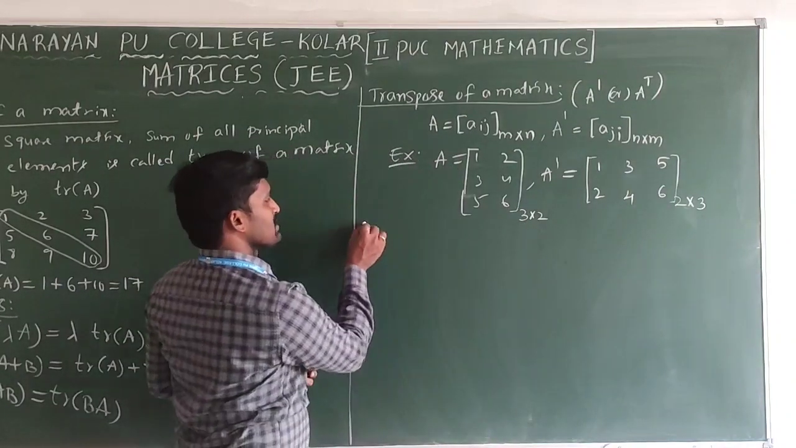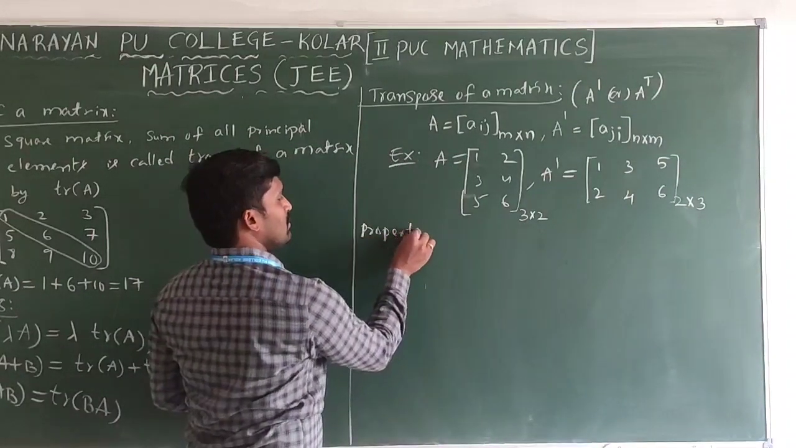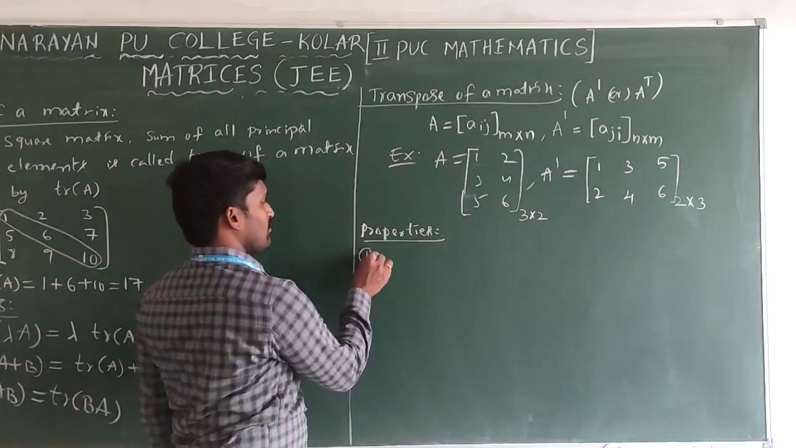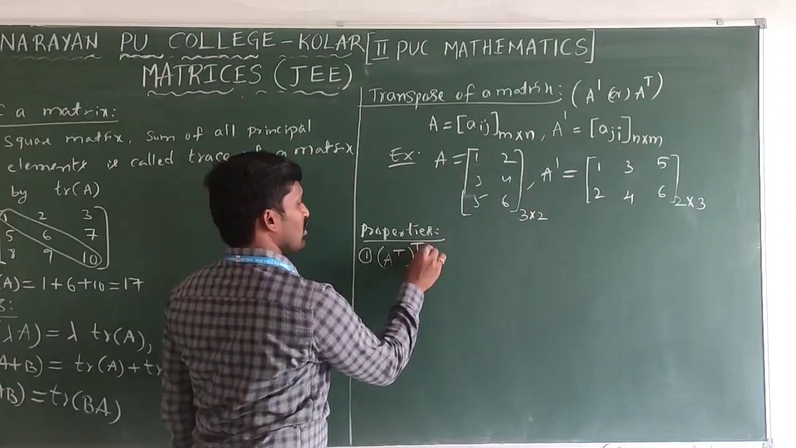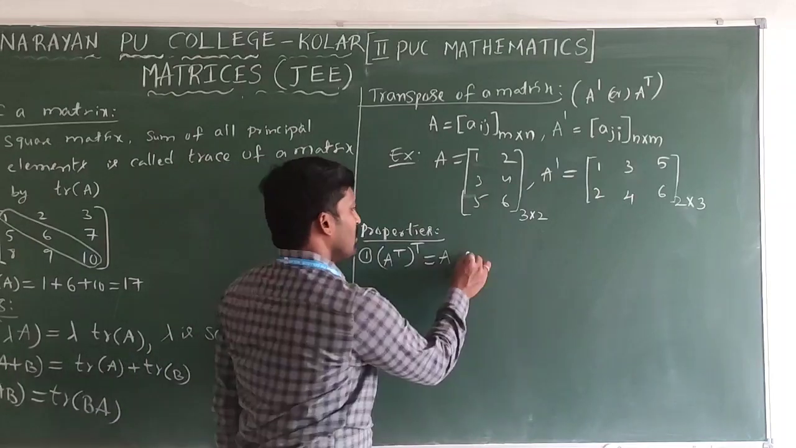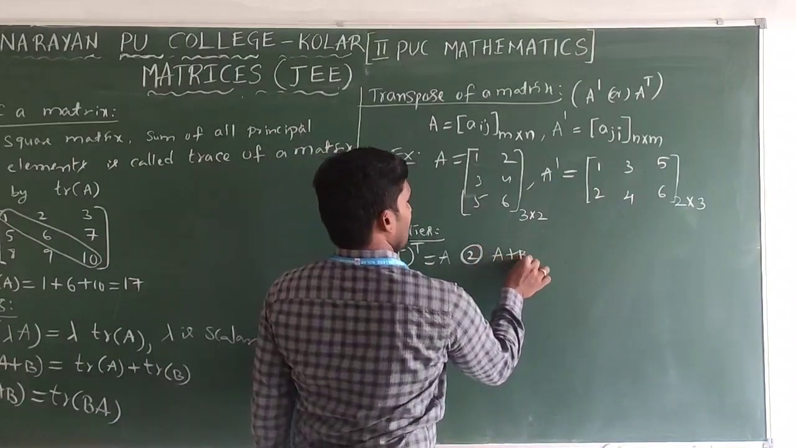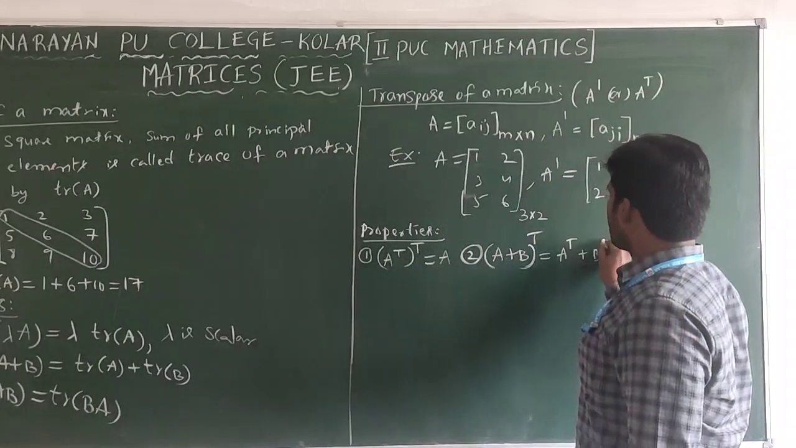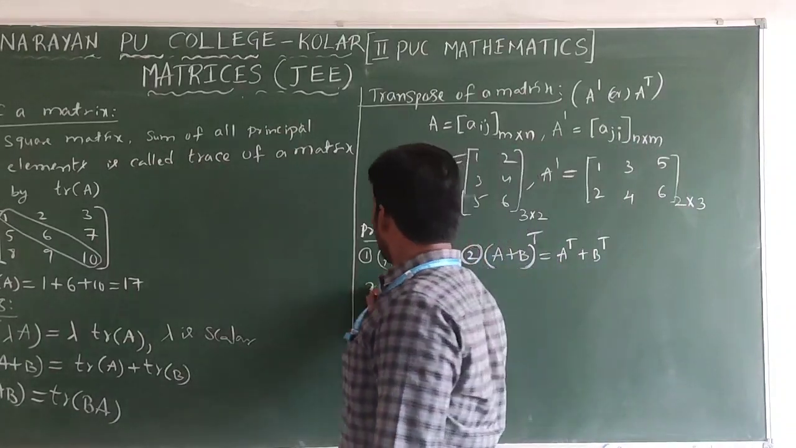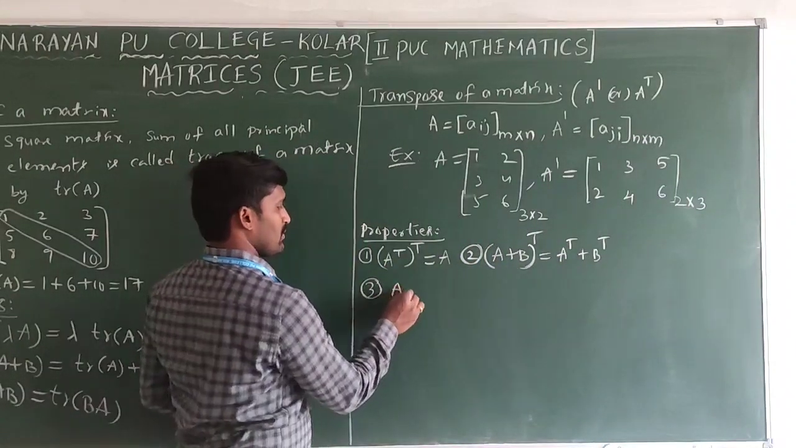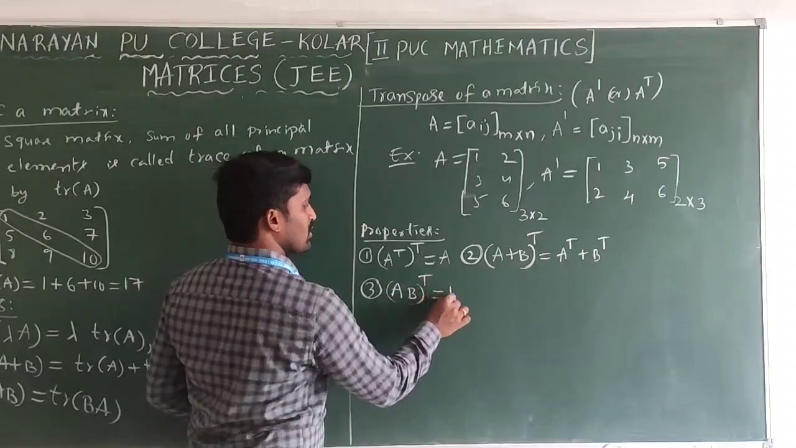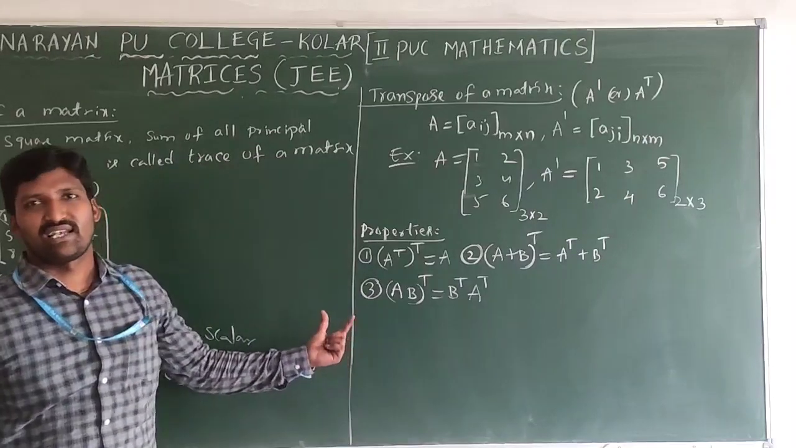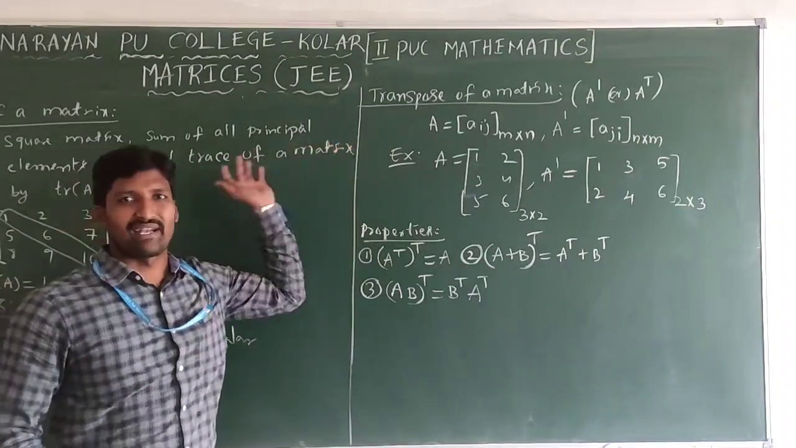Now there are some properties related to the transpose of a matrix. First one, A transpose whole transpose equals A. Second one, A plus B whole transpose equals A transpose plus B transpose. Next, third one, AB whole transpose equals B transpose times A transpose. These are simple properties related to the transpose of a matrix.